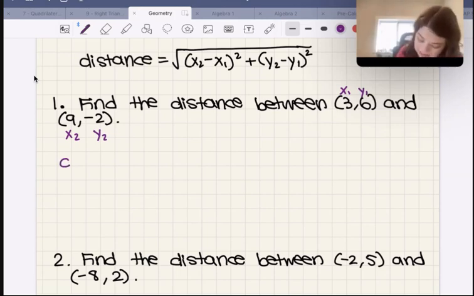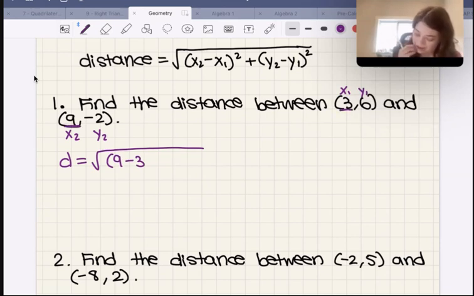So the distance, or d, is equal to the square root of x2 minus x1. So that's going to be 9 minus 3, since 9 is my x2 value and 3 is my x1 value. And we're going to square that. And then here we're going to have plus y2 minus y1. So negative 2 minus 6 squared.